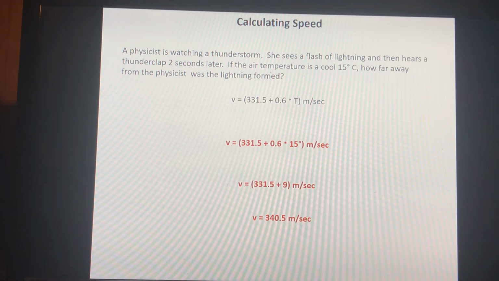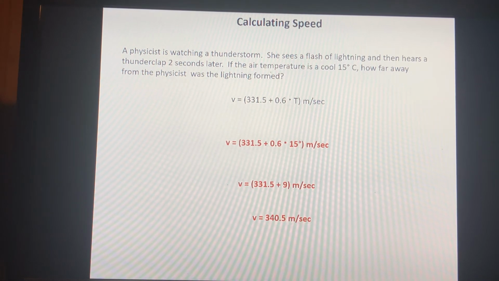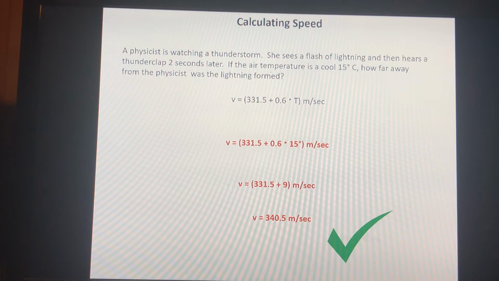It said, how far away from the physicist was the lightning? So this is going to be a two-step problem. And I'm sorry, I feel sorry for you, but it is a two-step problem. We got that right, by the way.